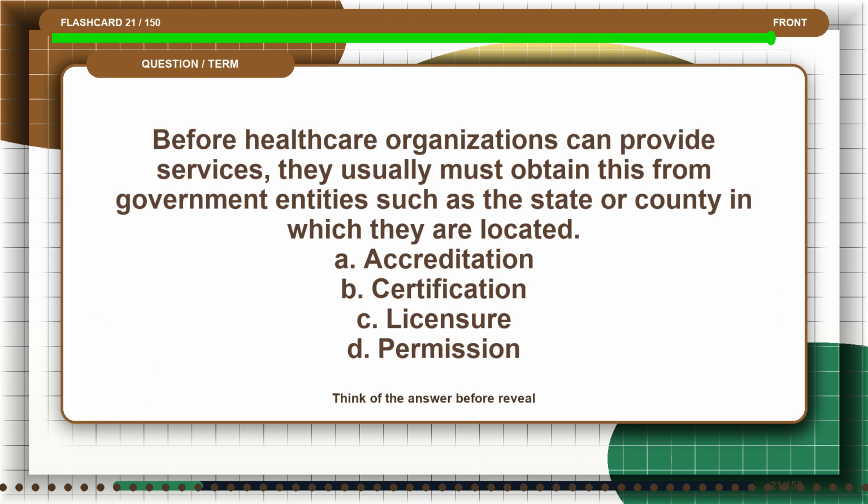Flashcard 21. Before healthcare organizations can provide services, they usually must obtain this from government entities such as the state or county in which they are located. A. Accreditation. B. Certification. C. Licensure. D. Permission. Think of the answer before the reveal.